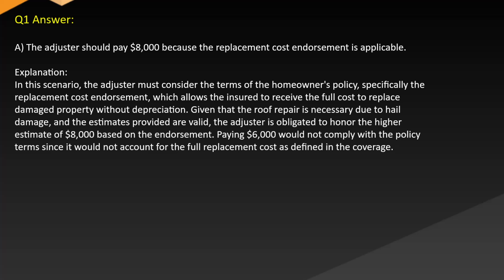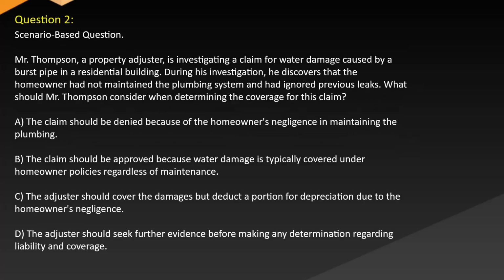Answer A. The adjuster should pay $8,000 because the replacement cost endorsement is applicable. Explanation. In this scenario, the adjuster must consider the terms of the homeowner's policy, specifically the replacement cost endorsement, which allows the insured to receive the full cost to replace damaged property without depreciation. Given that the roof repair is necessary due to hail damage and the estimates provided are valid, the adjuster is obligated to honor the higher estimate of $8,000 based on the endorsement. Paying $6,000 would not comply with the policy terms since it would not account for the full replacement cost as defined in the coverage.